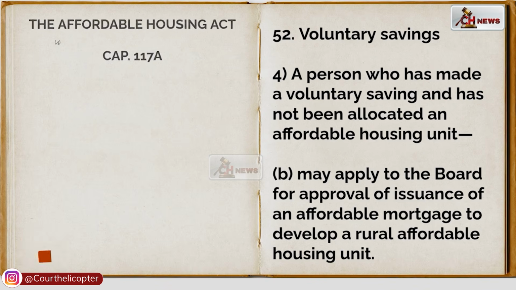What does this mean? The levy you can never withdraw. It is a tax. But also under section 52, you can save there the way you save in a bank. Then you apply for a house. If you don't get a house, you can withdraw your savings. Or if you don't, you can apply for another house.